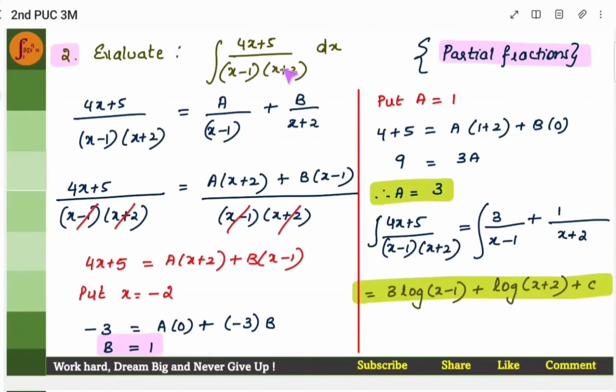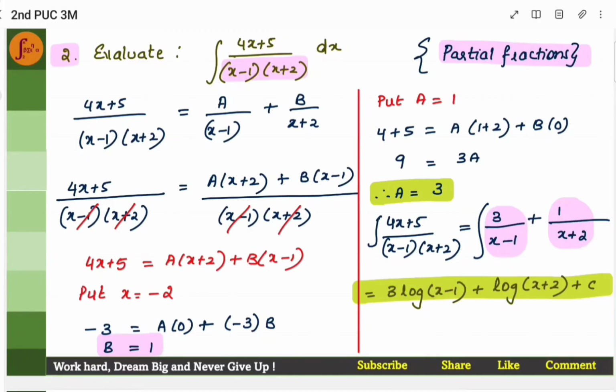You have two terms in the denominator as product. So partial fraction, simple. Solve the partial fraction. So you'll get this particular partial fractions, right? Then simply find the integral separately. So 1 by x minus 1, log.